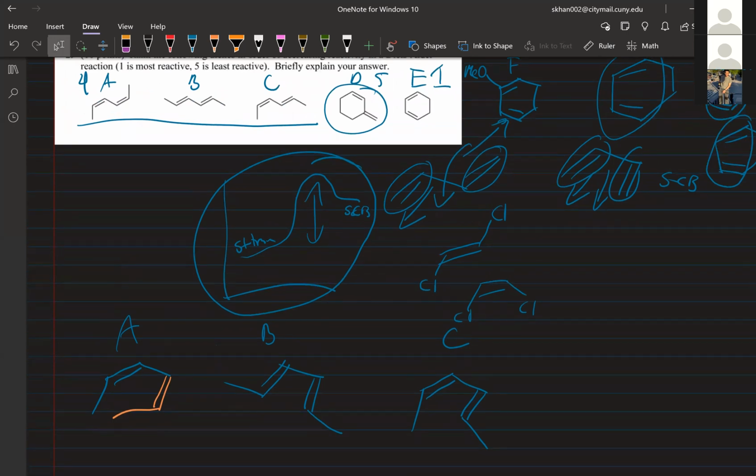So now between B and C, right? Which one do you guys think, based off that logic we just discussed a few seconds ago, is going to be less reactive? C is less reactive. C, right? Because now you have 1 inside group and 1 outside group. Here you have 2 outside groups, right? So there's going to be minimal.